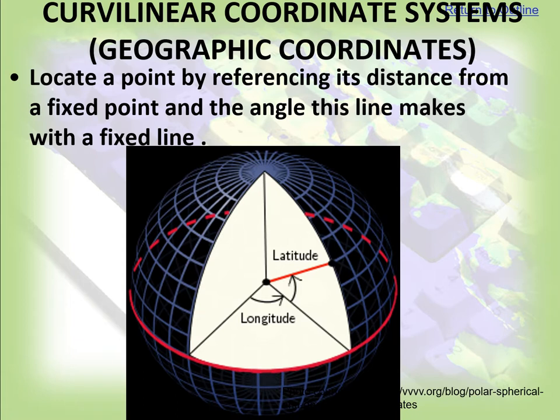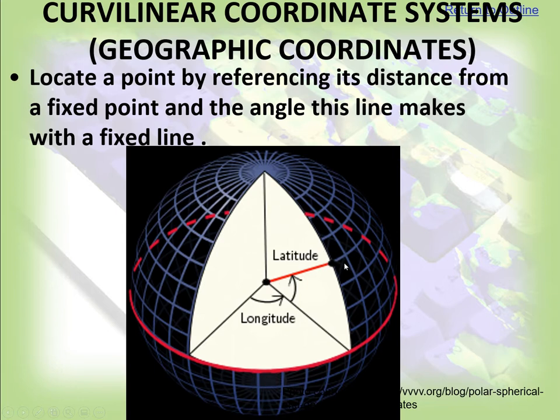So we're going to locate a point by referencing its distance from a fixed point and the angle this line makes with a fixed line. It's like, whoa, what does that mean? So we have this circle on the equator, and then we have the poles as well. We have a very particular radius of the circle. So we go to the center of the circle, and we find the point that we're looking for.